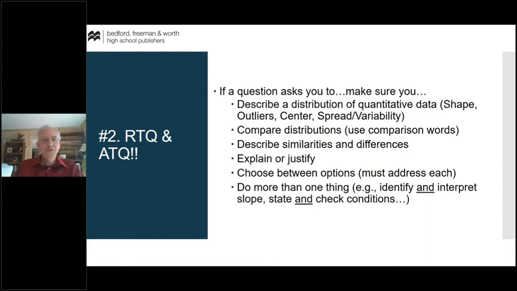And if a question asks you to do more than one thing, that compound instruction, identify and interpret the slope. Don't just identify it. Or state and check conditions. Don't just state them. And certainly don't just put a check mark. Check conditions means verify conditions.